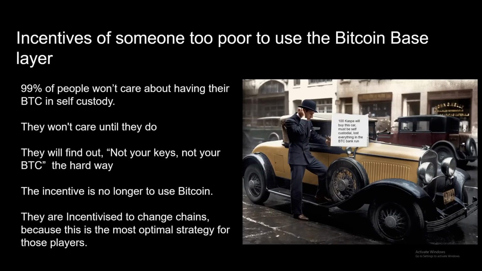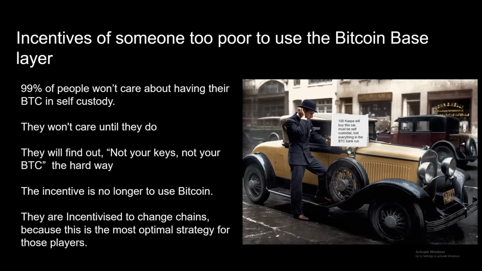And so now we need to have a look at the incentives of someone who is too poor to use the Bitcoin base layer, which will be the vast majority of people. There will only be a handful of large corporations and large governments that are able to use the base layer. And so you hear the argument that 99% of people won't care about having their Bitcoin in self-custody. And my answer to that is they only won't care until they do. They are going to find out the hard way, not your keys, not your Bitcoin, and they will realize that the Bitcoin they thought they had a claim on doesn't actually exist and someone else has it.